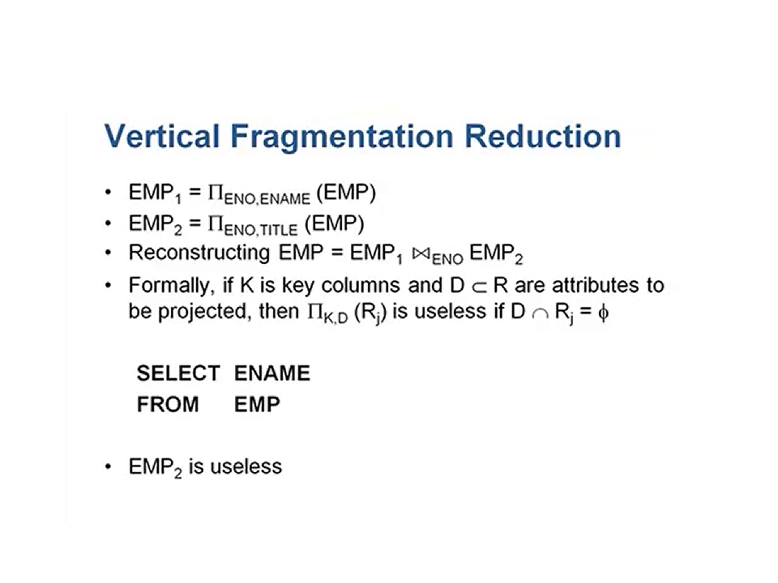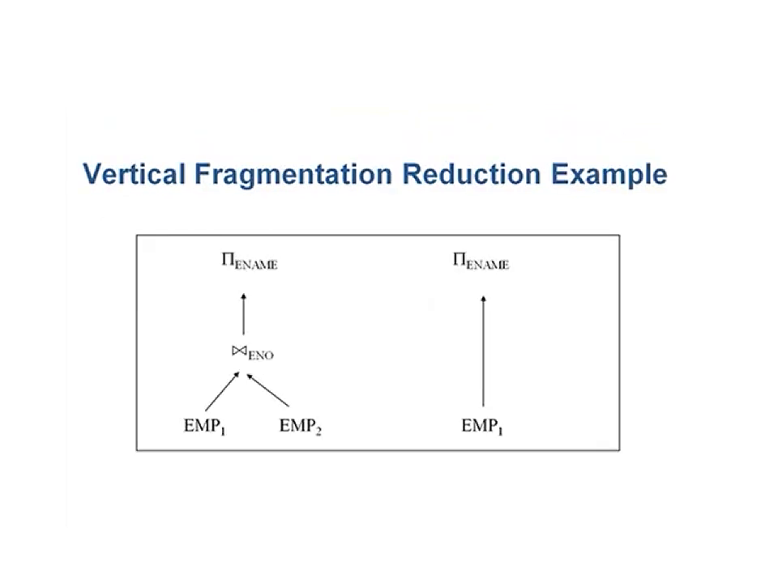Vertical fragmentation reduction works the same way. If our query is only asking for certain columns and some fragments do not contain that column, we can eliminate them from the query tree itself. So if we're joining fragments employee 1 and employee 2, and then we only want to project the employee name, in reality we can ignore the join because the employee 1 fragment is the only fragment that has the ename. Therefore, our new query tree becomes a projection on ename of the employee 1 fragment.